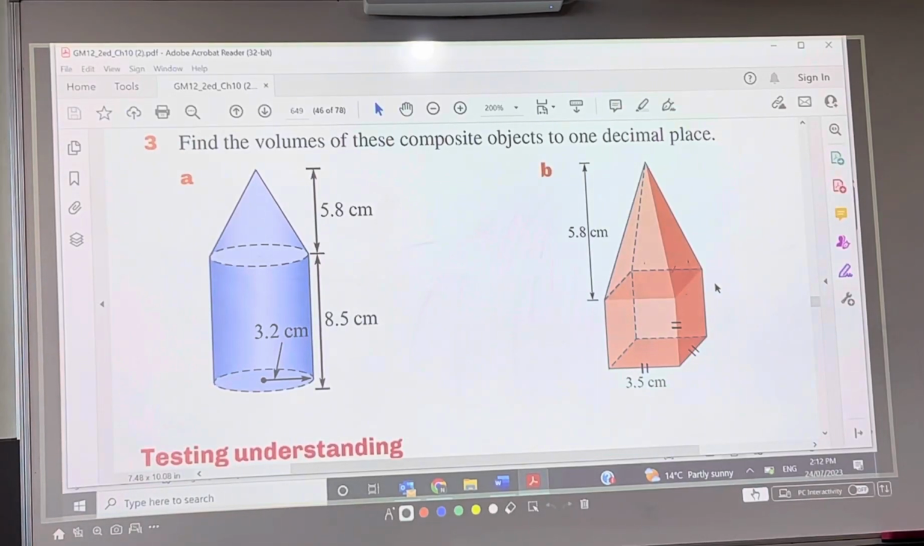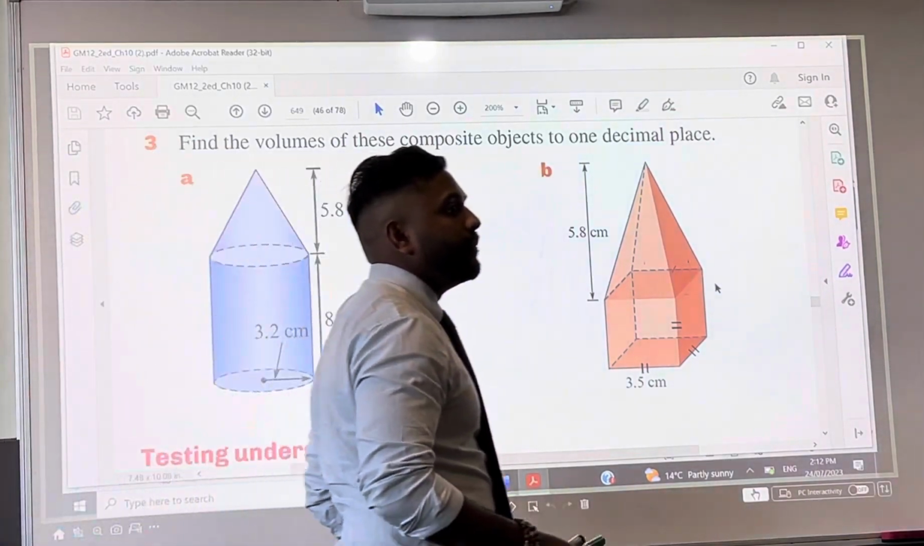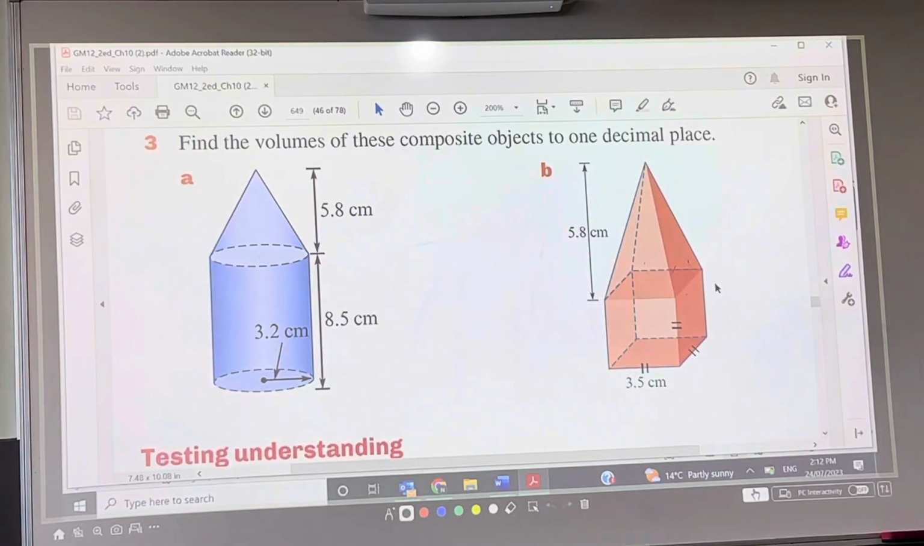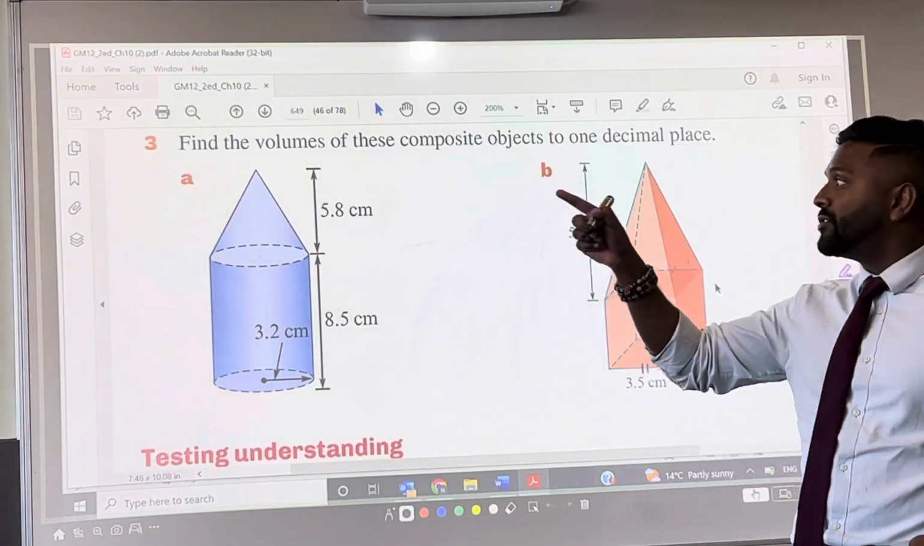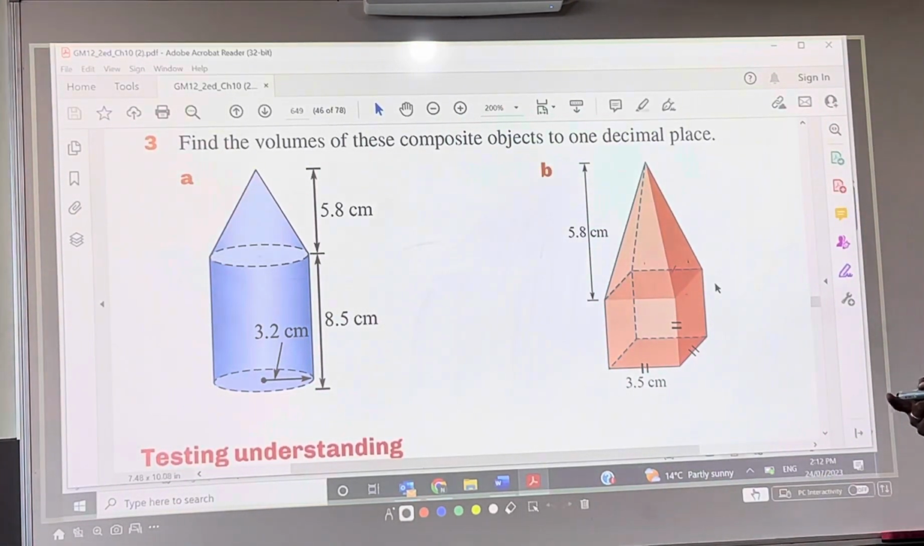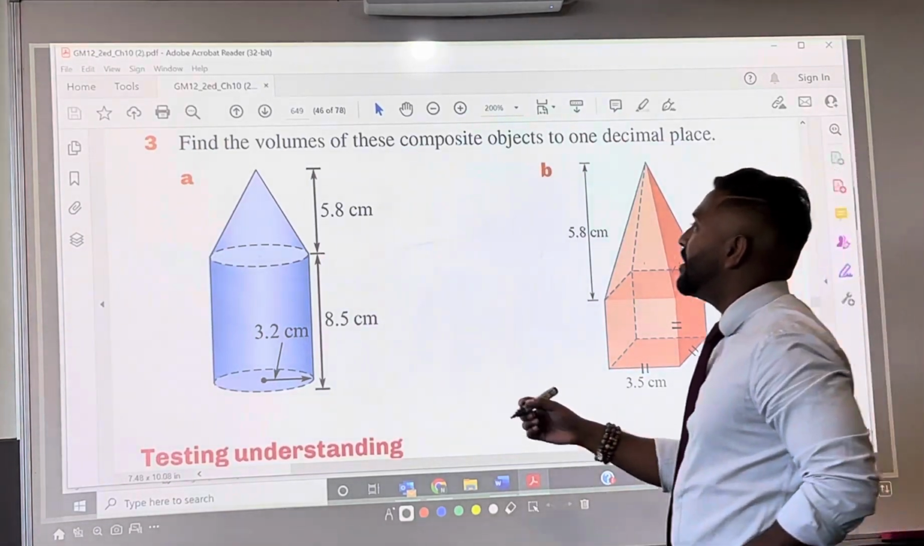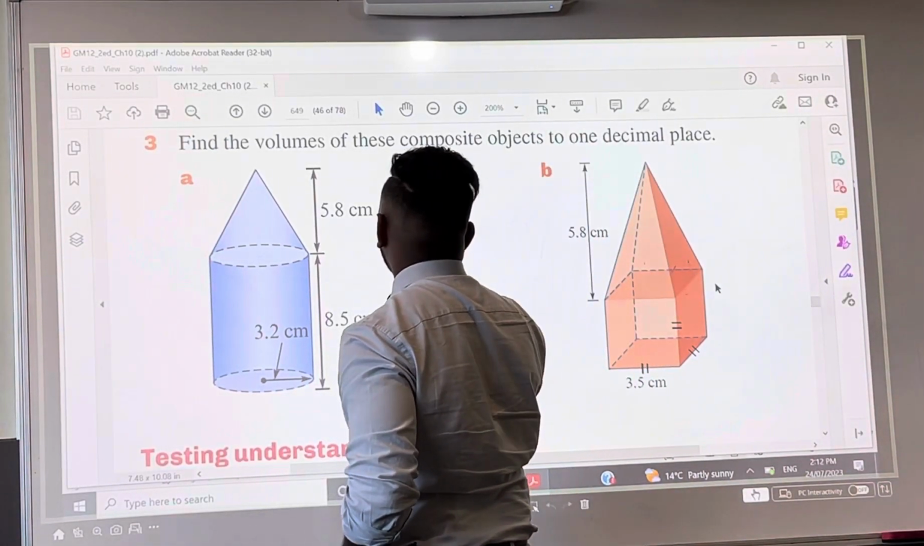Okay, so this question is dealing with volume. What do you see in this part here, Trish? Question 3A. There are two 3D shapes. Billy, what are the two 3D shapes here? A cylinder and a cone. Well done. So you've got a cone and a cylinder.